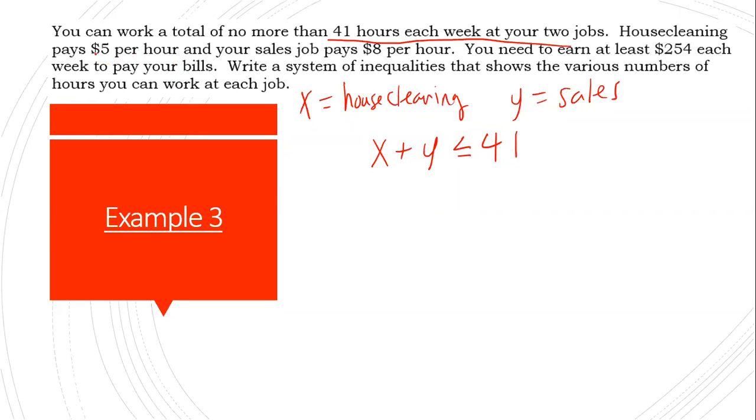And I get paid $5 as a house cleaning, and I get paid $8 as a sales job. So I know that 5X plus 8Y is my income. But I need to make at least $255 each week to pay my bills. At least. So this needs to be greater than or equal to 254. And there's my system.